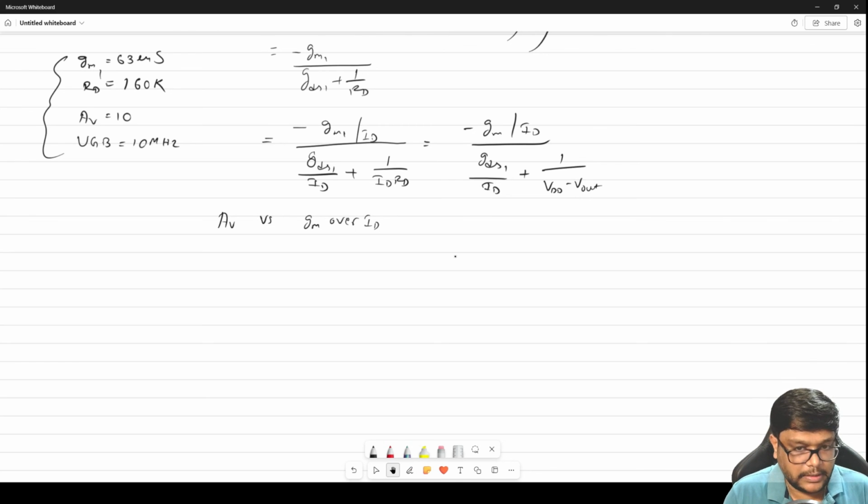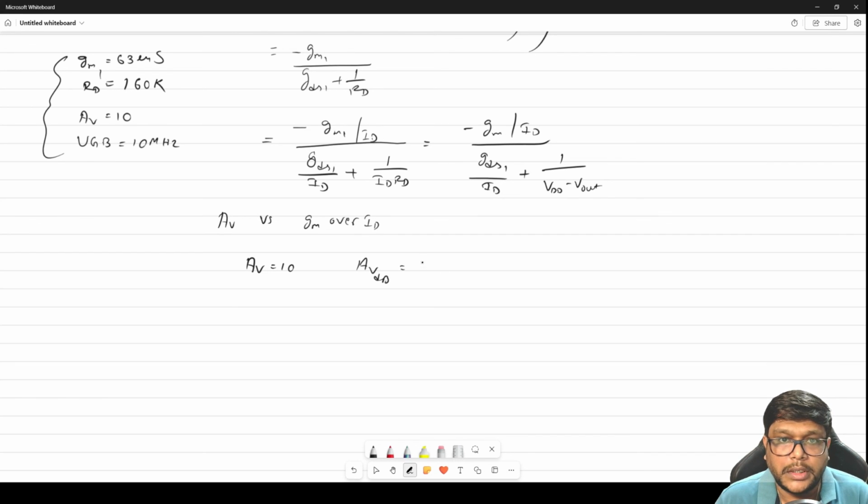So whatever the gain was, we have taken AV as 10. So in dB, AV in dB would be 20 log 10.